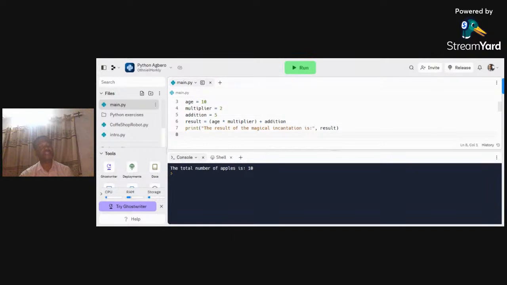That is whatever is here. So it will be 10 multiplied by 2 plus 5. The result of the magic incantation is, and then he puts, yes, it's 25. So 10 times 2 is 20 plus 5. And that's exactly what he did.